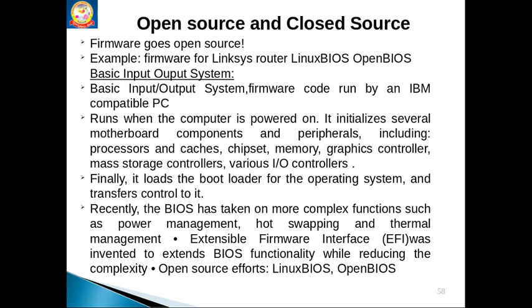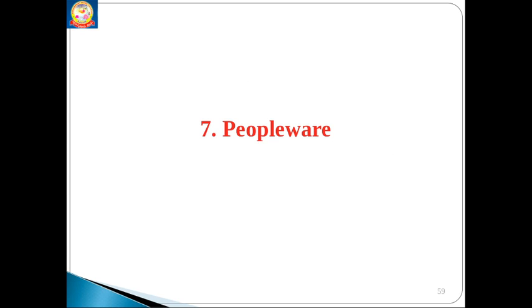So what is the purpose of this firmware in the IBM personal computer? It initializes the motherboard components and all other peripherals, graphics controllers, storage controllers, every controller. Finally it boots the operating system. So to make the system ready for use, this basic input output system is used. This BIOS comes in the form of firmware in the IBM personal computer. This is firmware. Next, let's see peopleware.